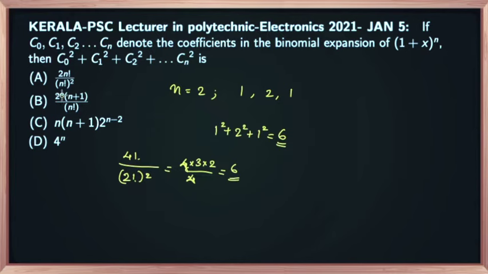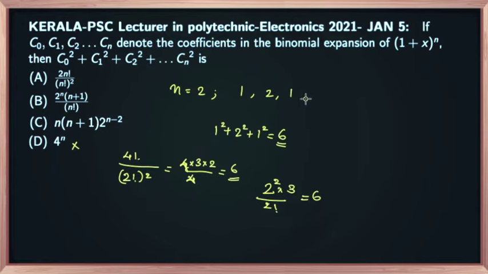When you put n equal to 2 in option B, that will be 2 square into 3 divided by 2 factorial, so that is also giving the answer 6. So A or B can be the answer. Now you check C. That will be 2 into 3 into 2 raised to 0, which is 6. Option D can be cancelled out with n value 2.